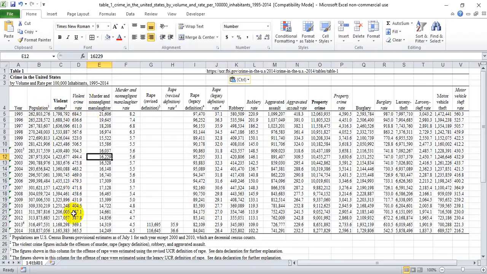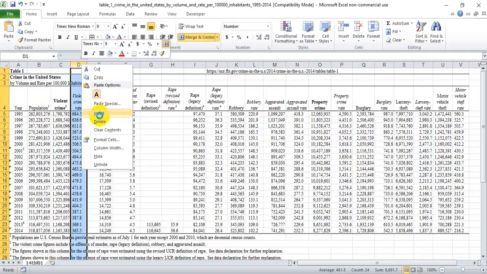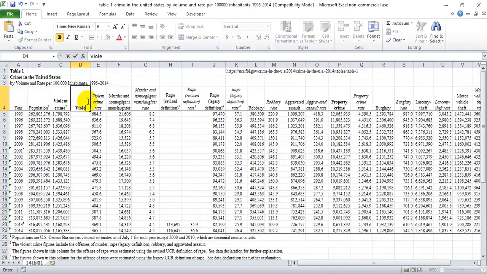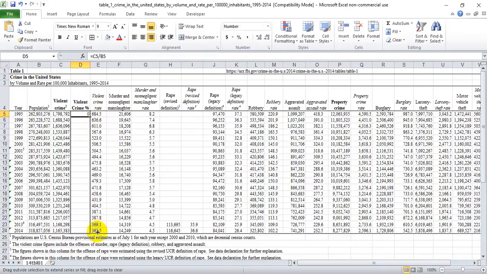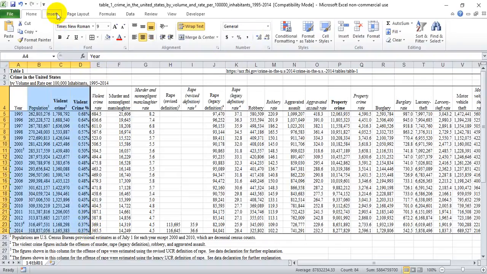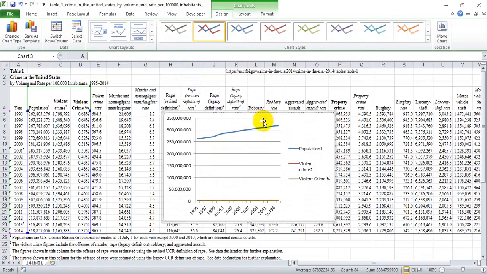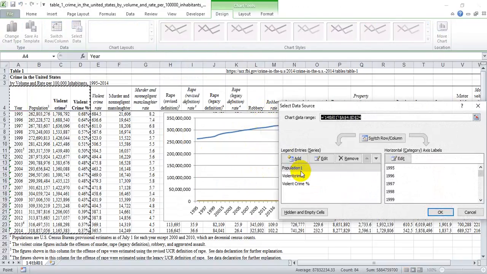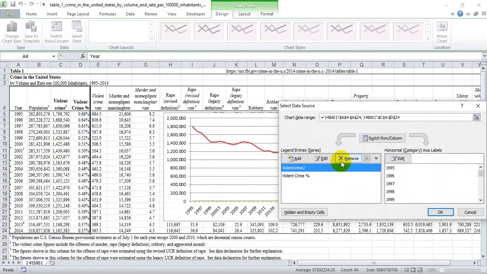For whatever reason, my brain just isn't taking this number in as very meaningful. I do see it's going down, but I wanted to see it in percentages. So I inserted a row here and made a violent crime percentage column, and simply divided violent crime by population, and then changed it to percentage, kicked it out a decimal place or two, and then created a line chart here and got rid of the stuff I don't need for the chart.